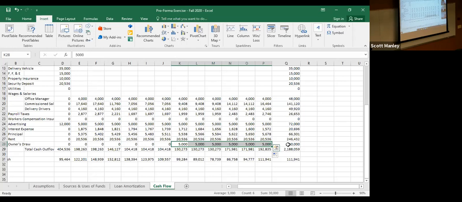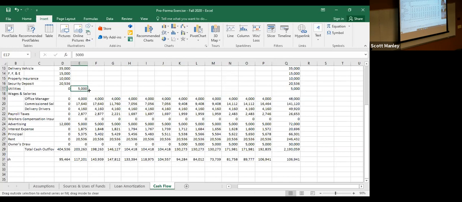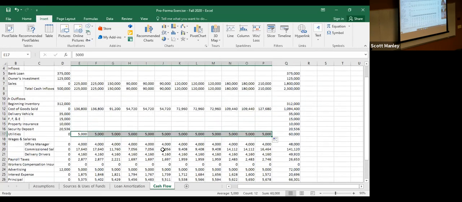Make sense? All right. I see that I left utilities out just for the sake of moving along, y'all. I'm going to put $5,000 a month in there for utilities. And I know that that's not accurate and it has no basis in fact, and I'm just pulling that number out of thin air. Sorry, I'm trying to move along. All right. So I've put a number in there. I've got property insurance, security deposit.